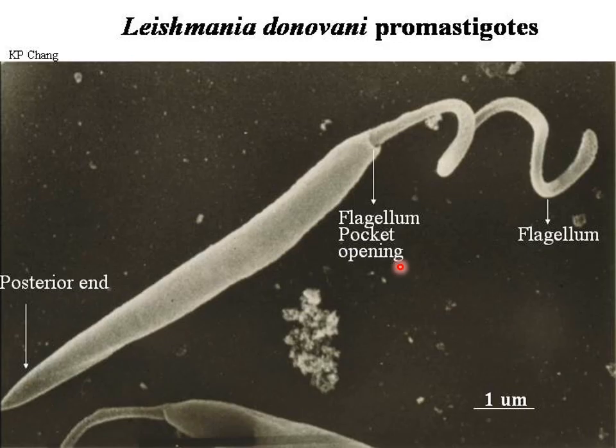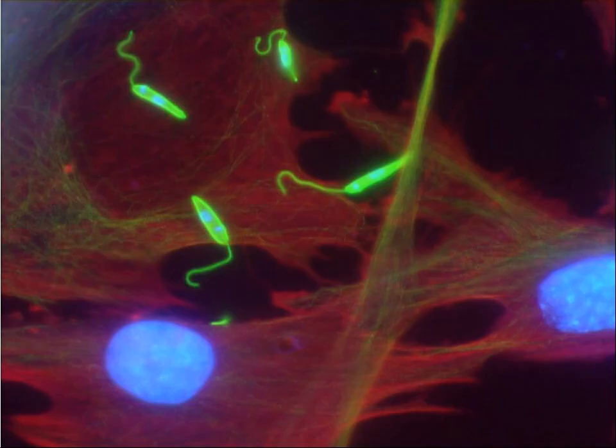This is another image of the promastigote stage. This time it is a promastigote from Leishmania donovani, which is responsible for visceral leishmaniasis. You can see here the flagellum, which is located at the anterior side of the parasite, and this is the posterior end that is at the opposite side of the stage. And remember that these promastigotes are the flagellated forms.